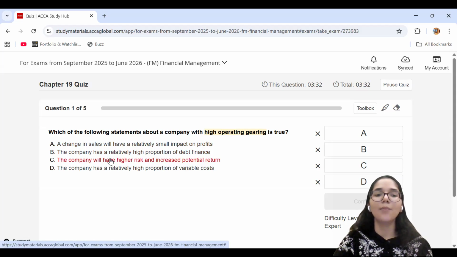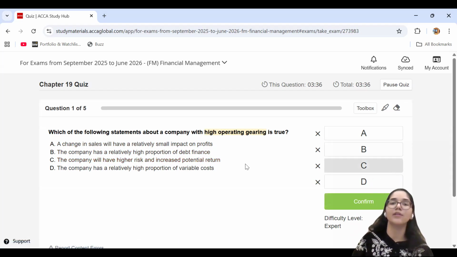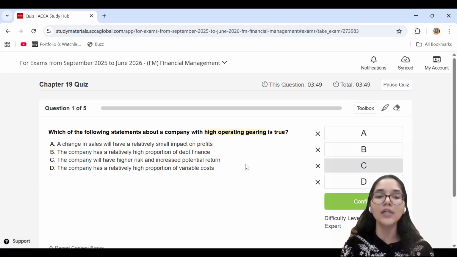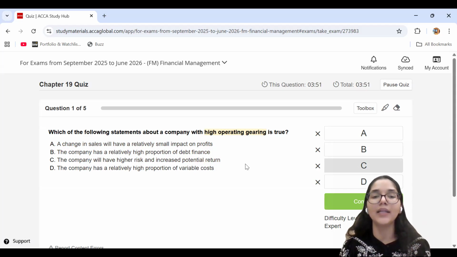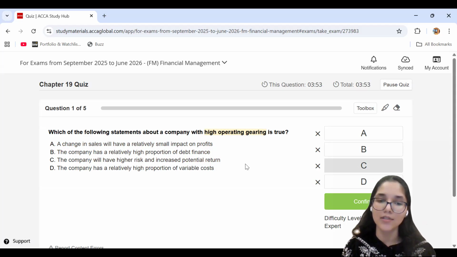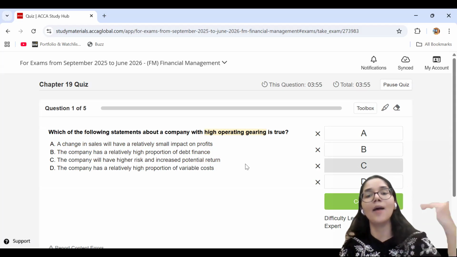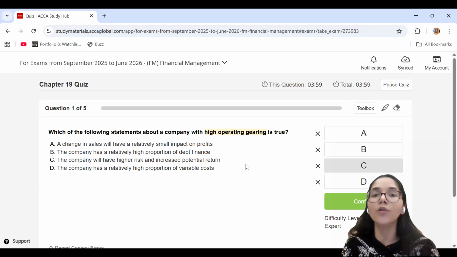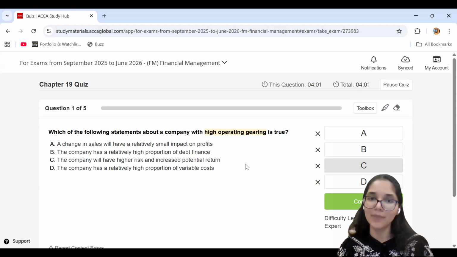Statement C says the company will have higher risk and increased return potential. This is absolutely correct. Why? Because if I have a high operating gearing, that means the proportion of fixed costs is high. High fixed costs will mean more risk. Why? Because if the sales are not going well, I may not have enough money to even meet my fixed cost. But then there's also an upside to it. Potential for more return is there because in a good time, my fixed cost will remain the same.